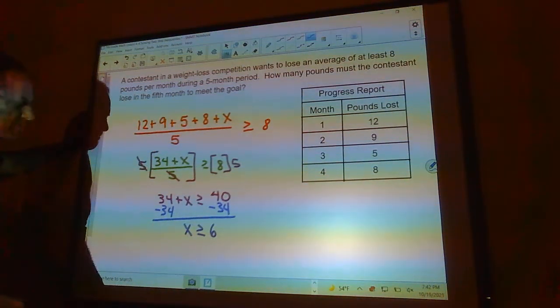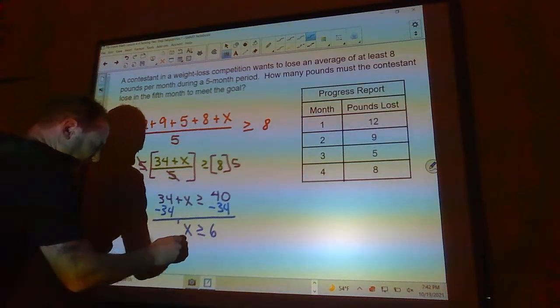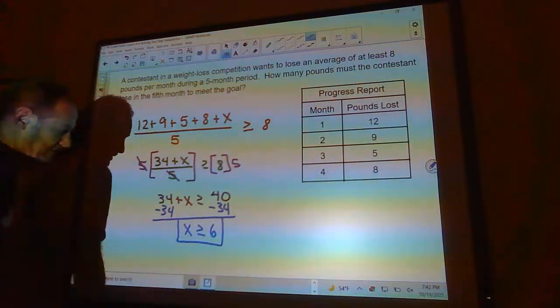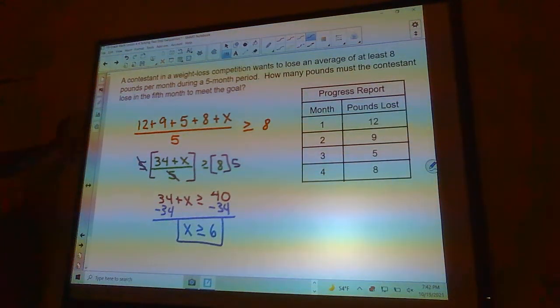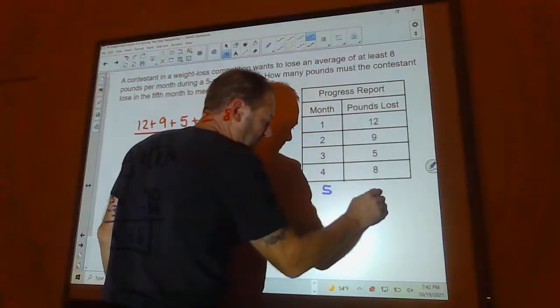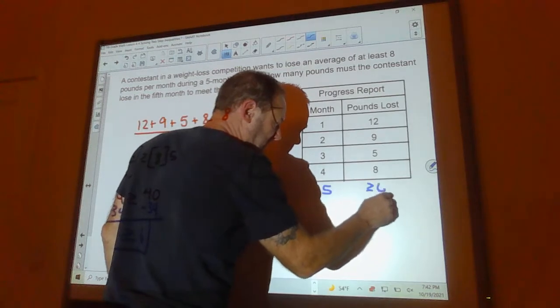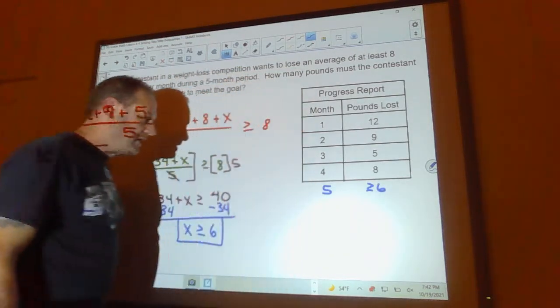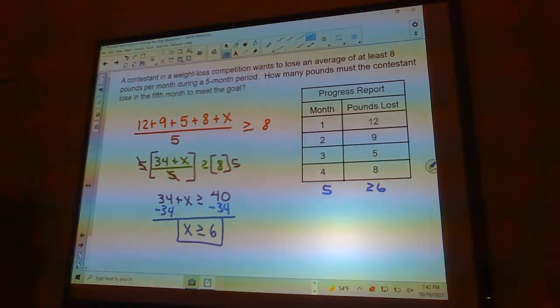So they've got to lose greater than or equal to 6 pounds in the last month. So for the 5th month, I would put greater than or equal to 6 over here. And they've met their goal, met or exceeded. 6 pounds would meet it. Anything above that would exceed it.